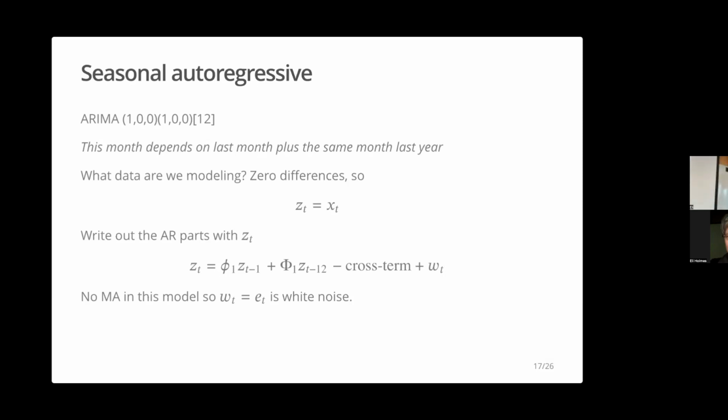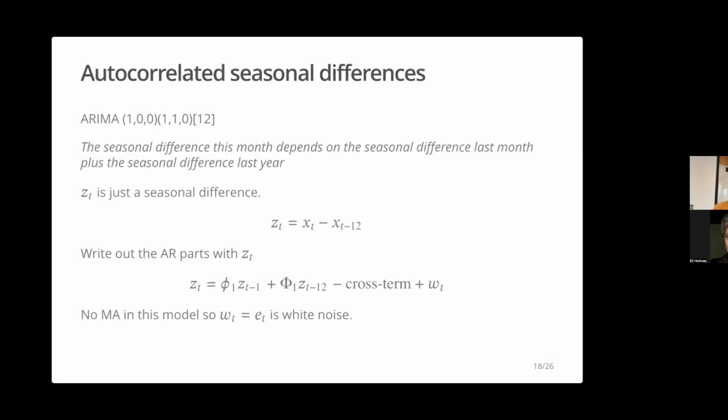And in math, it looks like this. So there is no z, it's just x. We're not doing any differencing. This is that it depends on the previous time step, and it depends on the time step 12 months earlier. How do we know it's 12 months earlier? Because I told you what the season is, that we're looking at monthly data.